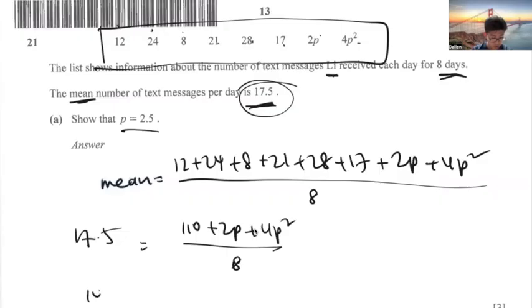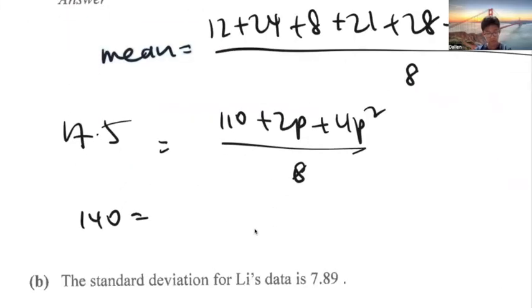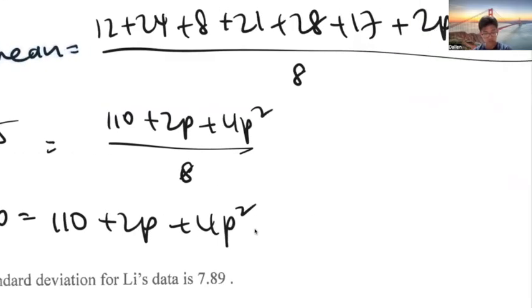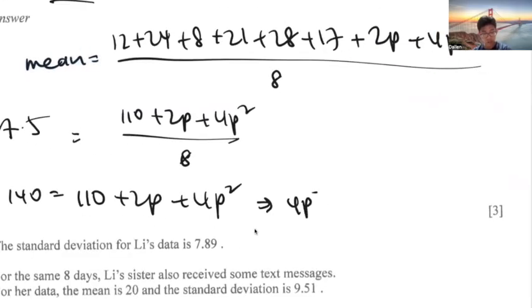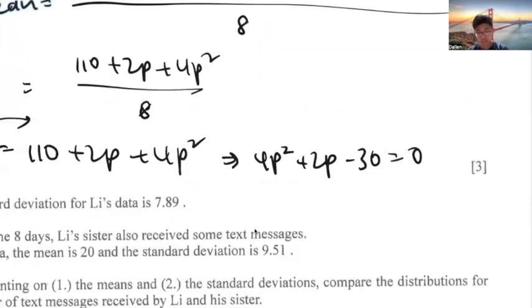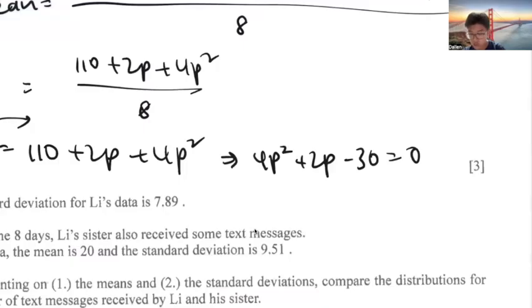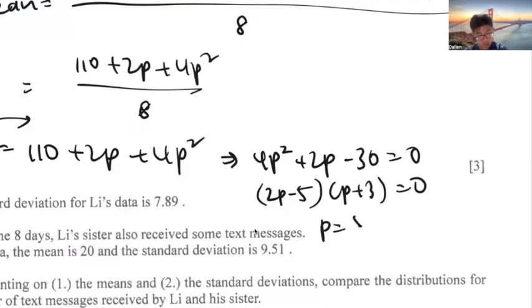So if you were to solve the equation, this also means that 4p square plus 2p bring over the 140, right? Now what I have to do is solve it, right? So (2p minus 5)(p plus 3). So p equals 5 over 2, or p equals minus 3, right?